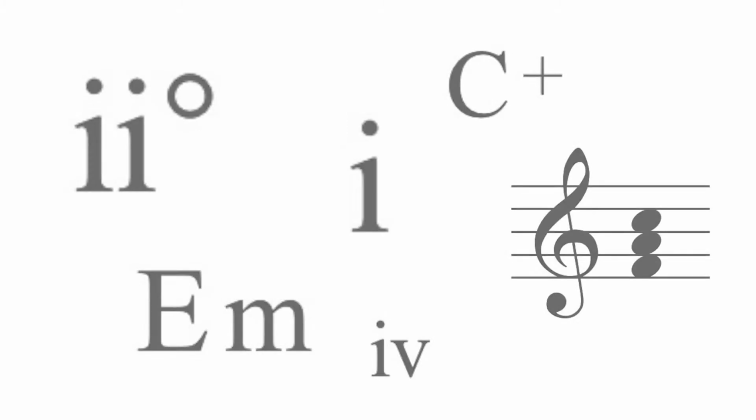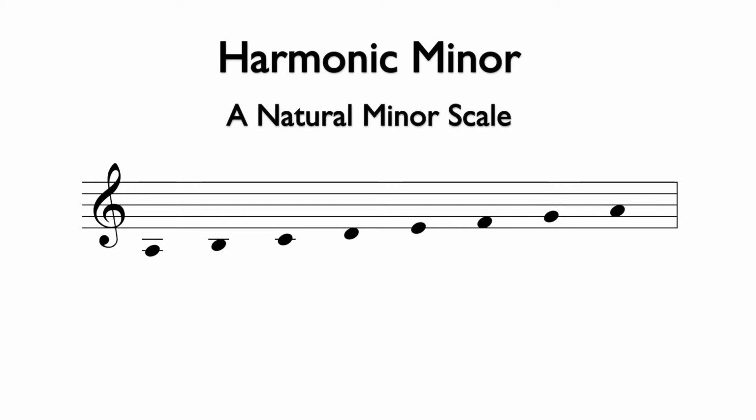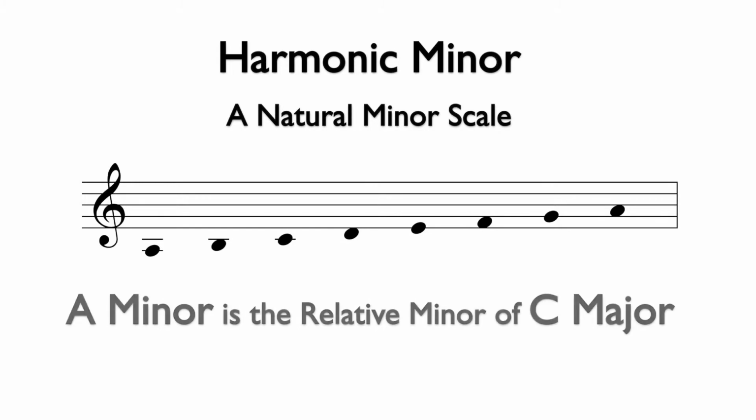For this video, we will learn the triad types that are derived from a harmonic minor scale. To form a harmonic minor scale, we begin with natural minor. Here is the A natural minor scale. All natural minor scales use only the notes from their key signature. Since A is the relative minor of C major, the A minor key signature has no sharps or flats.